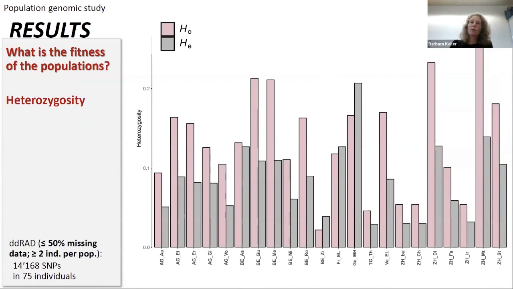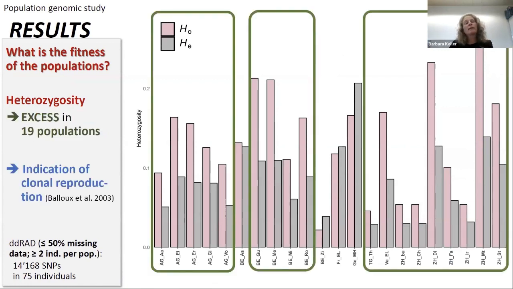We looked at the fitness of the populations by comparing the heterozygosity, or the genetic diversity, among the populations, and it was quite variable. Some had very low heterozygosity and some, as you can see here, very high, but it was very important that we found an excess of heterozygosity in 19 of the populations, which indicates again that there is clonal reproduction.